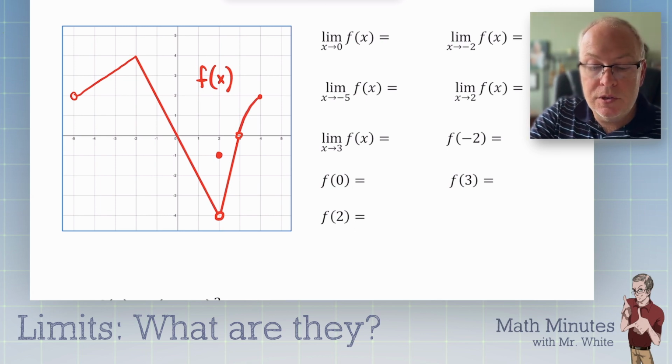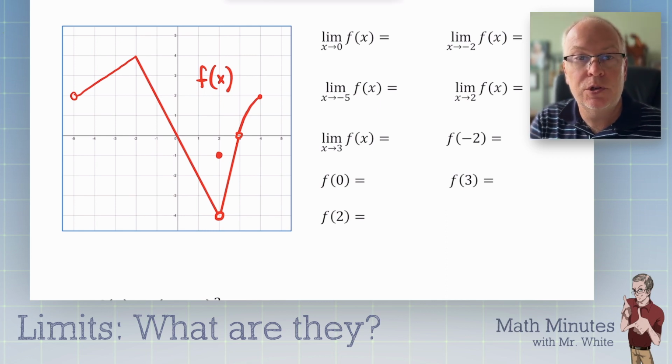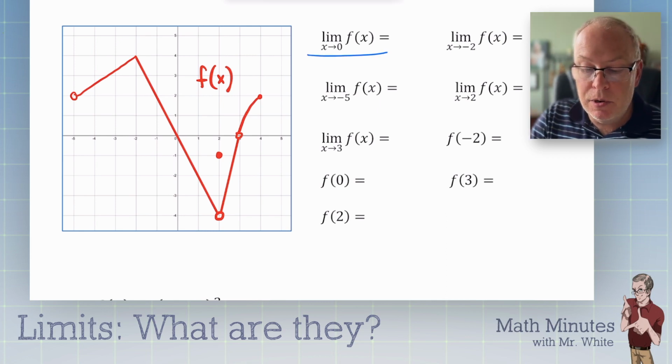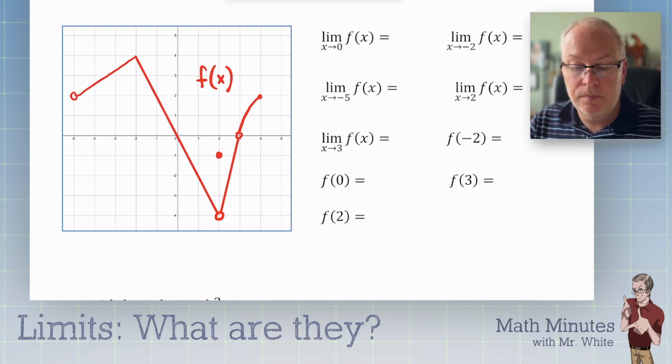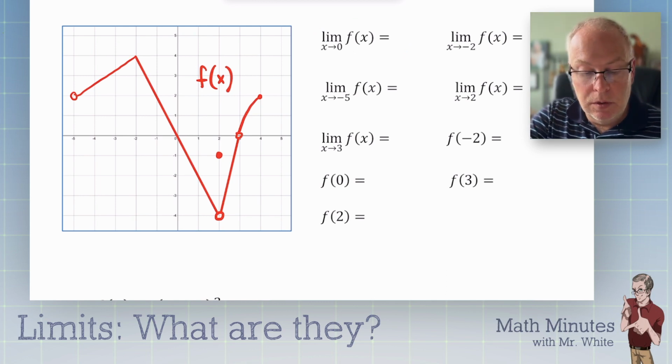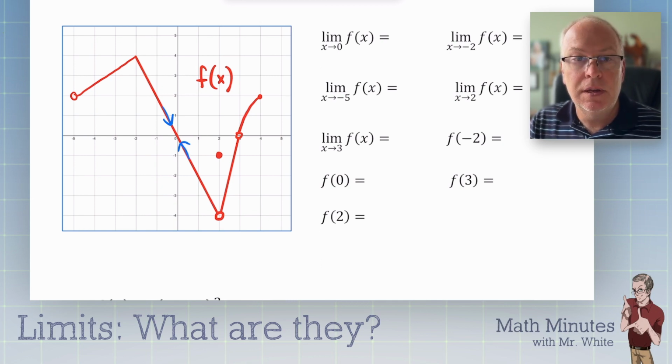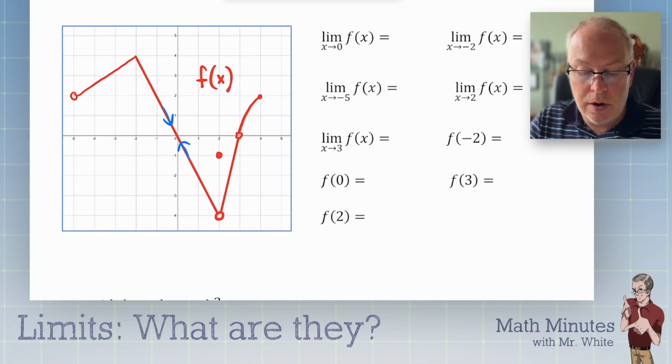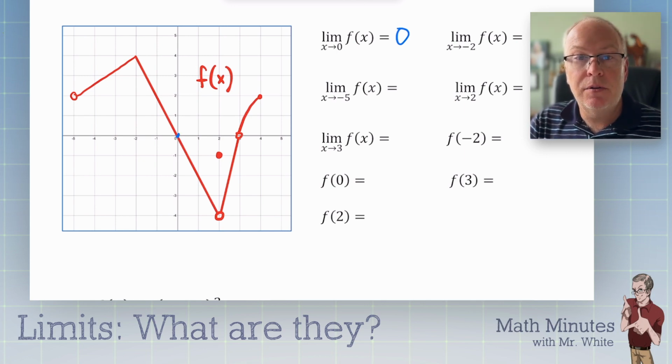Okay, so let's go through these answers. Again, I hope you paused the video and just tried these. All right, the answer to this first one, the limit as x approaches 0 is what? Well, it looks like as we're traveling from either direction, doesn't it look like we're heading toward y equals 0? We end up getting there too, right? There's a closed circle here.